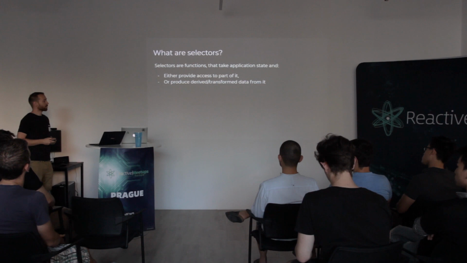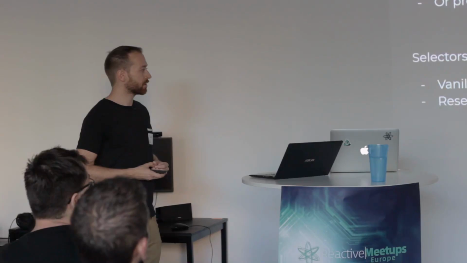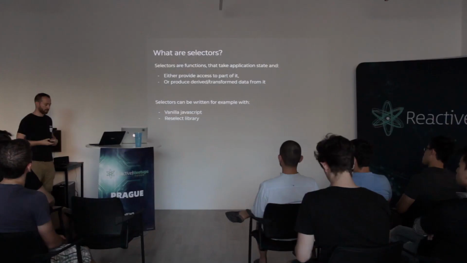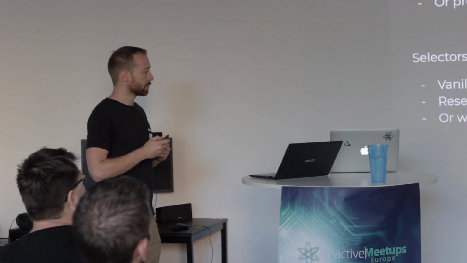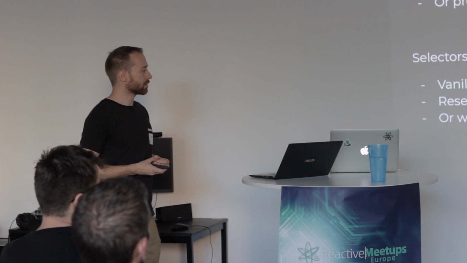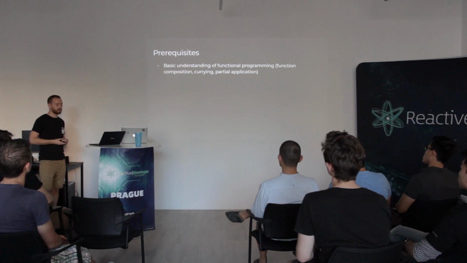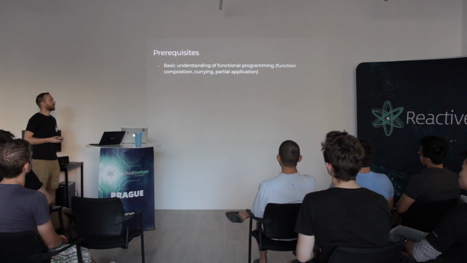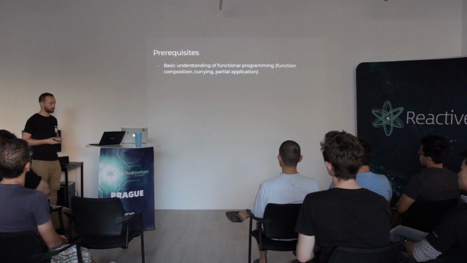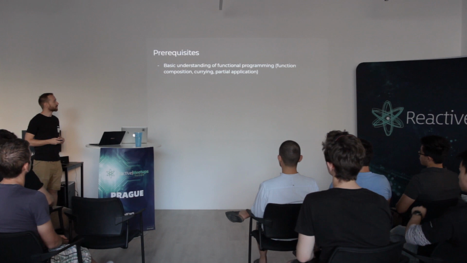How to write selectors? Well, you probably know that. There are some options like vanilla JavaScript. There's a very nice reselect library. But what I want to talk about is what we evolved a little bit here in our code base, and it's a more functional approach. I assume that you at least know a little bit about functional programming, mainly function composition and currying. If you don't know, I will provide some introductions to the functions that I need to use, but I don't have enough time to go into detail, so maybe you can study it later and it will make more sense.